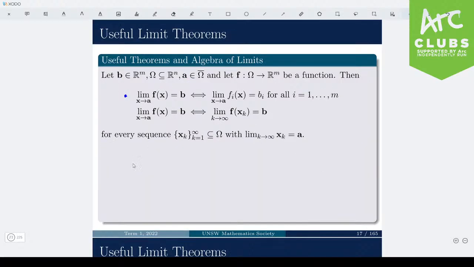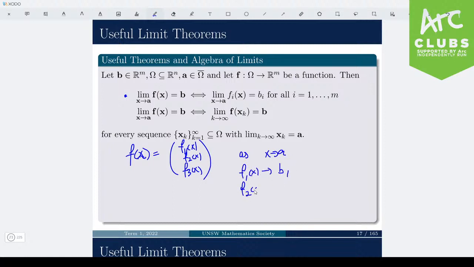It's saying, for example, if I have the function f(x), and let's say the function is f1(x), f2(x), f3(x), it's like a vector function where there are different components, f1, f2, f3. As x tends towards a, this only equals b if f1(x) tends towards b1, f2(x) tends towards b2, and f3(x) tends towards b3. So if you want this entire thing to tend towards (b1, b2, b3), every single component must tend towards its own b: f1 to b1, f2 to b2, f3 to b3.